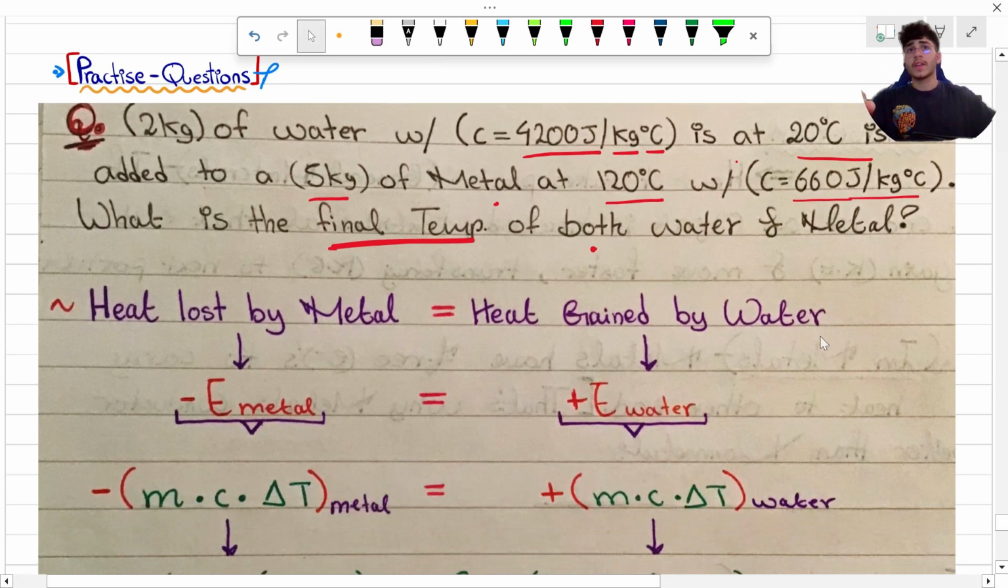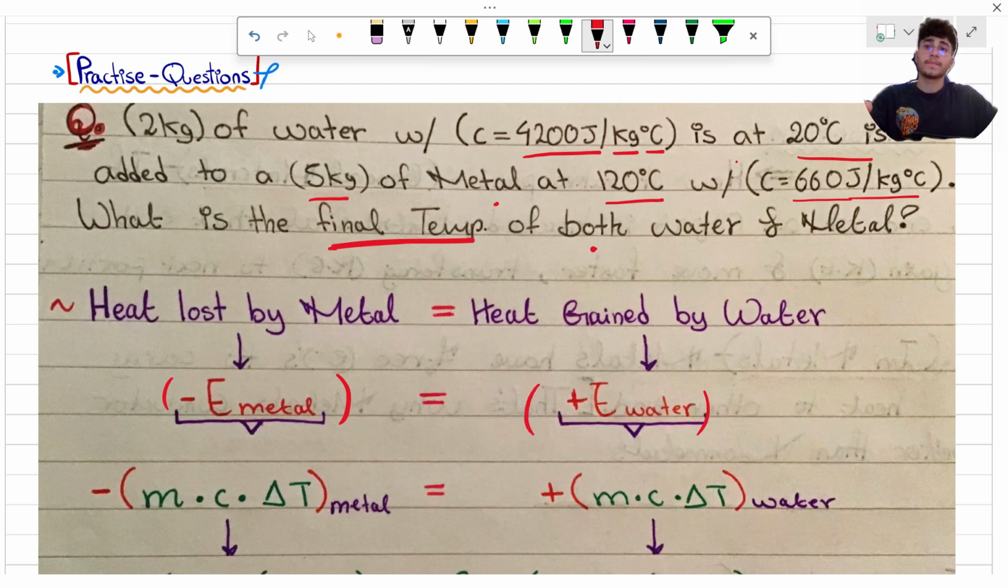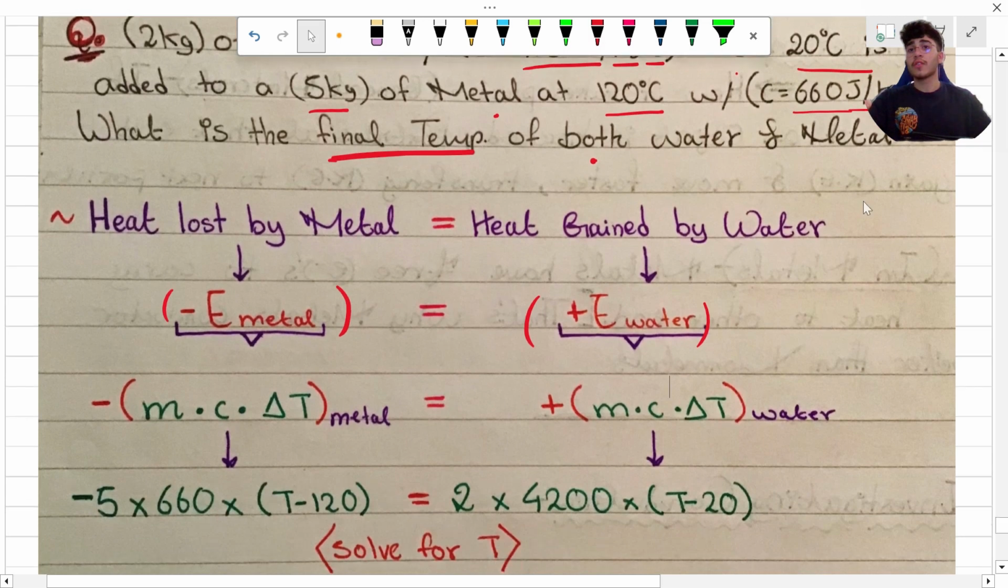So here, the metal is losing heat and the water is gaining heat. So the heat lost by the metal, let's call this negative energy of the metal. And the heat gained by the water, let's call this positive heat of the water. Okay? Now the energy formula is, we know, mass times C times delta T. So let's apply the formula in both equations. Negative, we keep the negative outside. Mass times C times delta T of the metal. And we're just going to expand energy into the formula, okay? Keep the positive outside. Mass times C times delta T of the water.